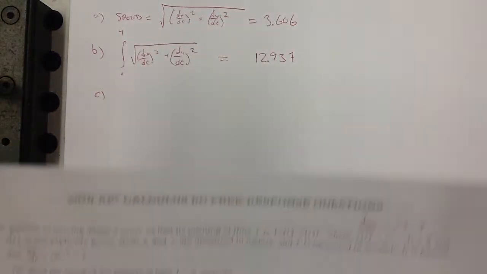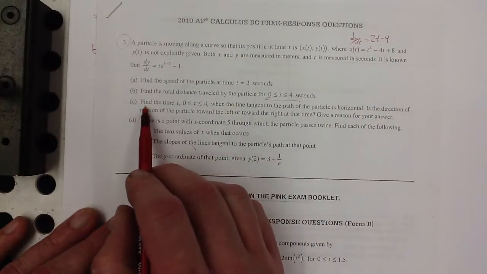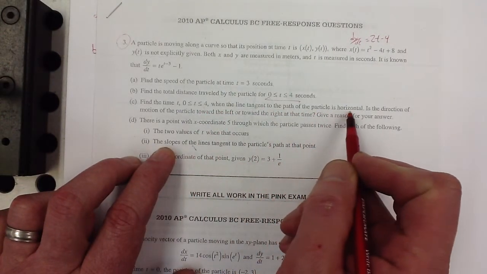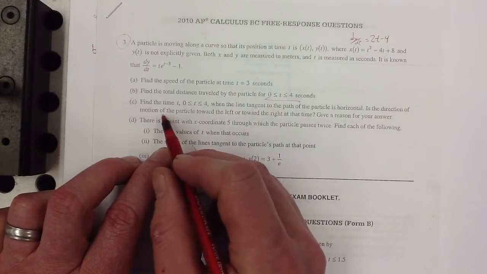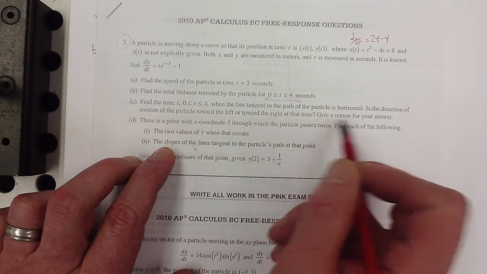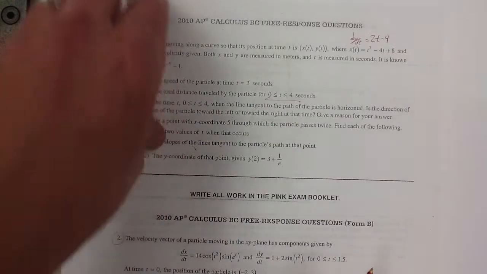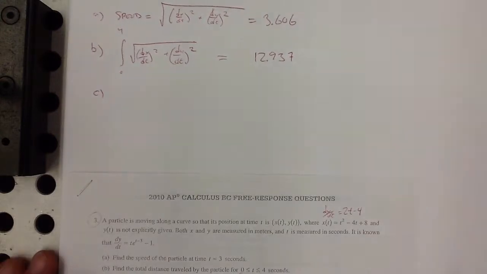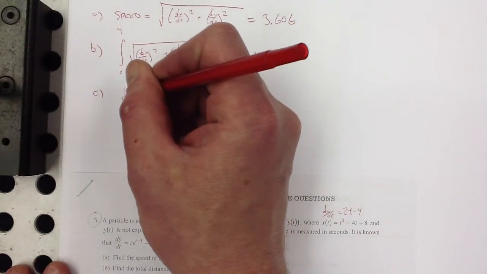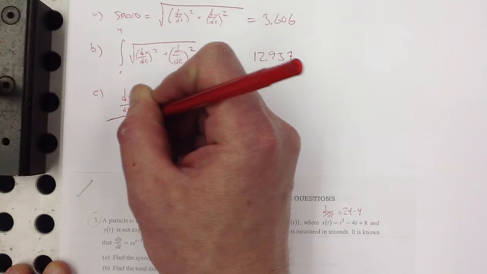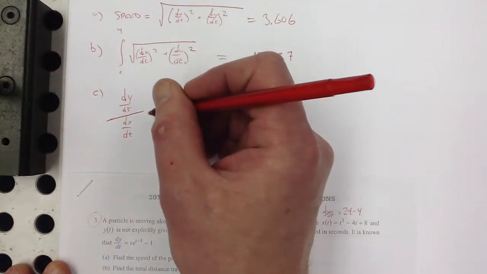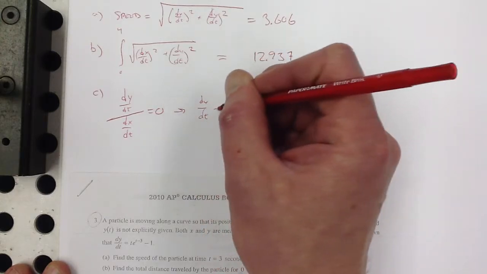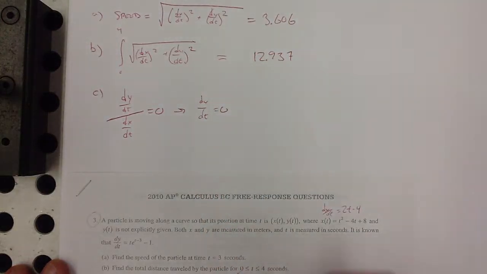C. Find the time between 0 and 4 when the tangent line to the path of the particle is horizontal. Is the direction of the motion of the particle toward the left or toward the right at that time, and give a reason for your answer. So we want to know when the tangent line is horizontal. Well, the slope is dy/dt over dx/dt, right? We want to know when that's 0, and that's 0 when dy/dt is equal to 0, right?